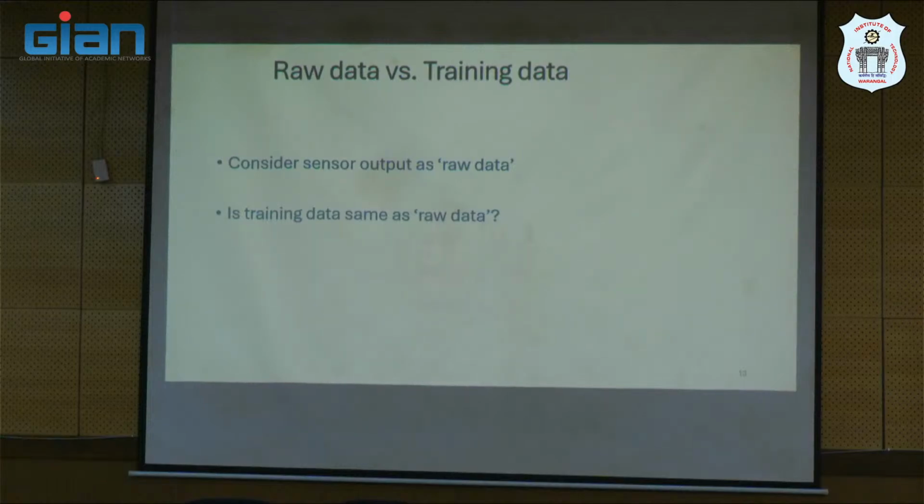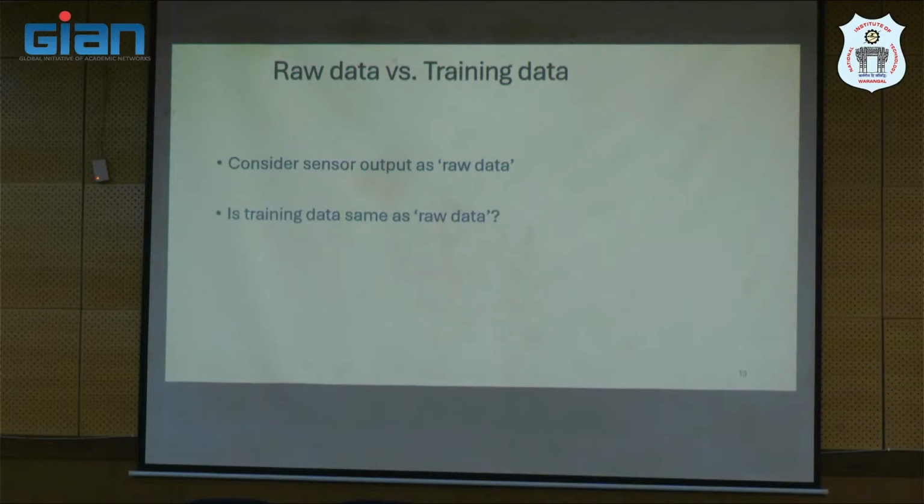So a training data will definitely have the label, which is missing in the raw data, but it will also have some processed information out of the raw data set. There is no necessity that you have to use the raw data set as it is for training. So the answer to that question is, even if you exclude the label aspect, the training data need not be the same as raw data. And typically it is not the case. We always try to process some information out of the raw data before we can use it for training. Okay? So that's the basic idea.